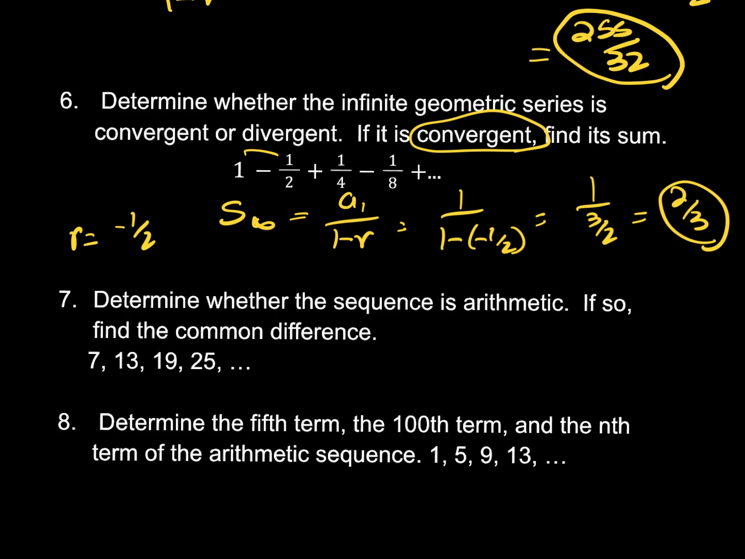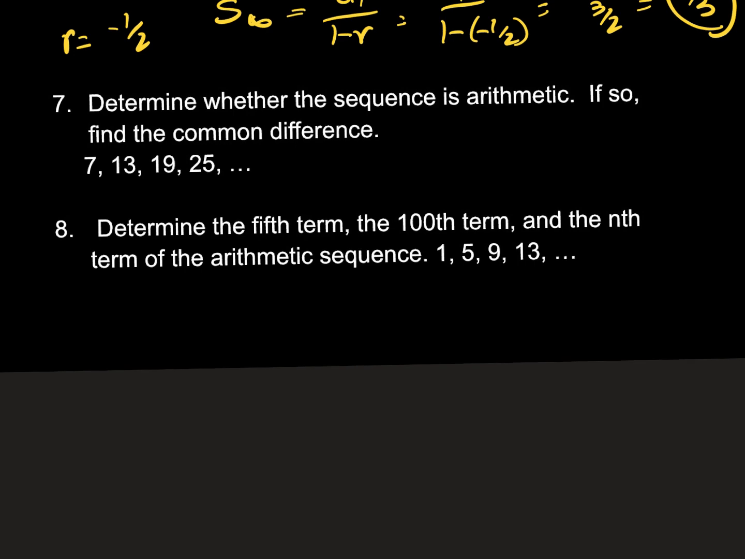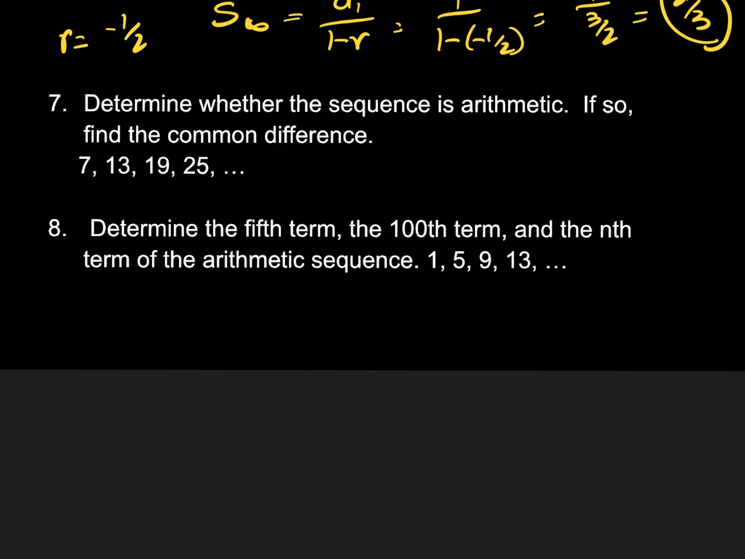Number 7. This test is kind of backwards. We did arithmetic first this week, and it's second on the test, and that's okay. So we're doing arithmetic now. It says figure out if it is arithmetic, and if so, what's the difference? Now remember, arithmetic means they're adding the same thing all the time. In this case, it definitely is arithmetic because they're adding 6, which means the common difference is 6.